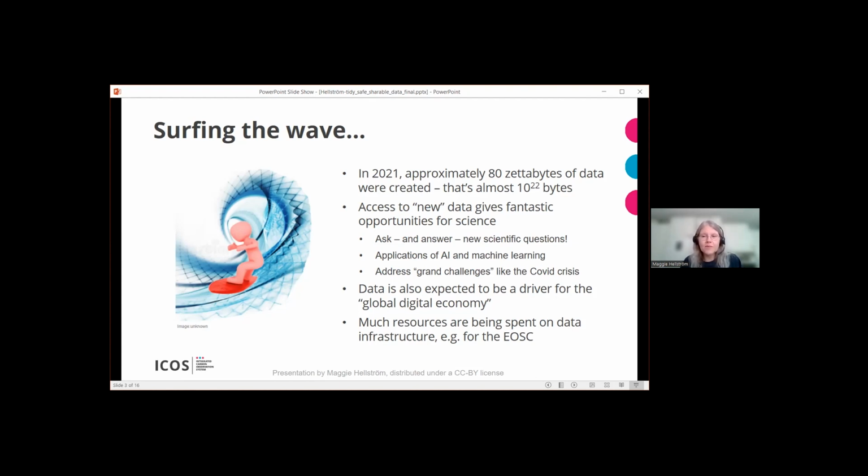Data as such is of course also expected to be a driver for what is called the global digital economy. So data being available is to industry also, without them having to really pay anything for the data if it's produced by publicly funded research projects. You can say a lot of things about that, whether that's a good thing or a bad thing, but it's there. And I think it's maybe not as big a thing yet as politicians and stakeholders were hoping, but there are enormous amounts of resources being spent on providing data infrastructure like storage, access, catalogs, etc., both for the benefit of research, but also for industry and the commercial sector. And one example of that is, of course, the European Open Science Cloud that is being built as we speak.